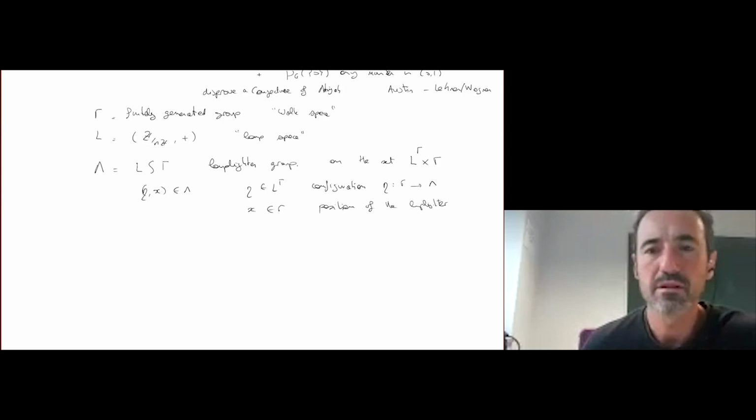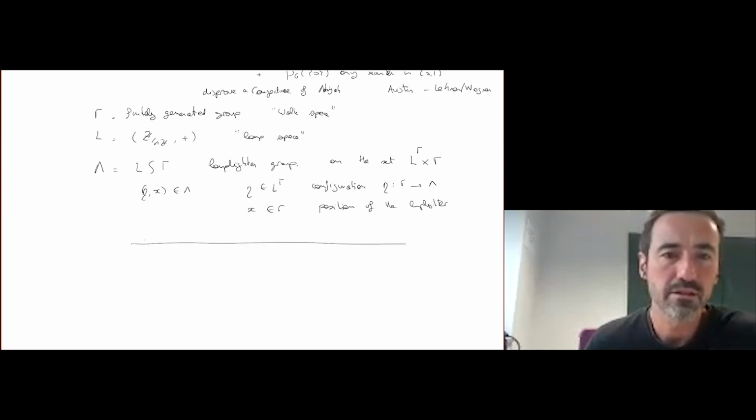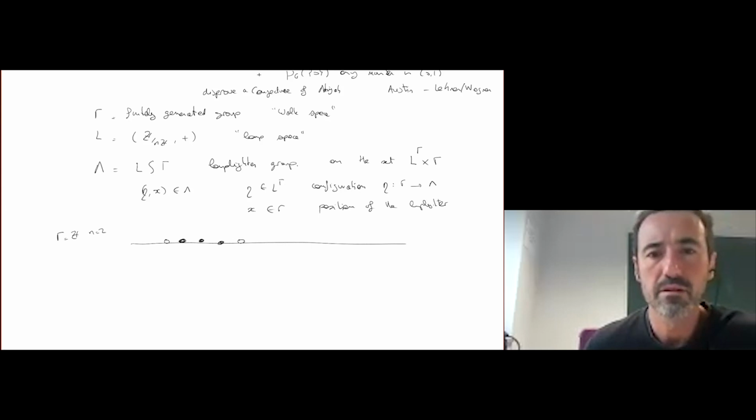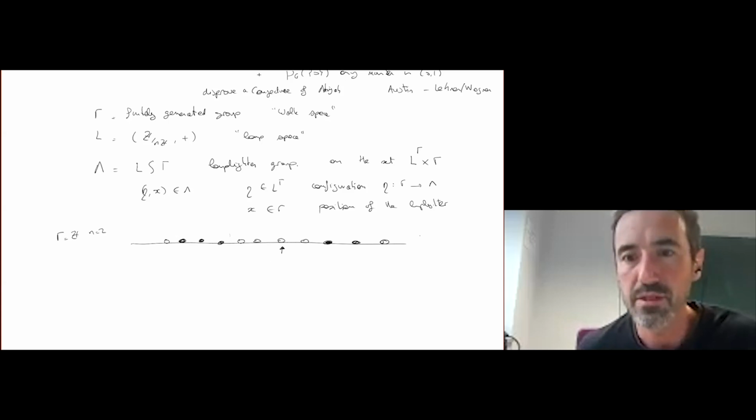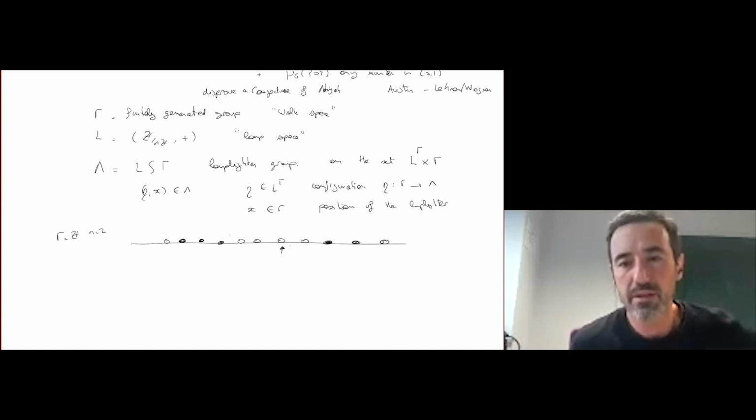Now I will make a picture. You have to imagine that I take gamma to be Z and n equal to 2. Black and white denotes the color, and so this is a configuration eta, and I should also point out a distinguished element of Z, which is the position of the worker. So this is an element of lambda, a graphical representation.